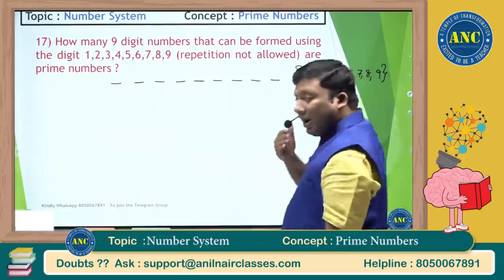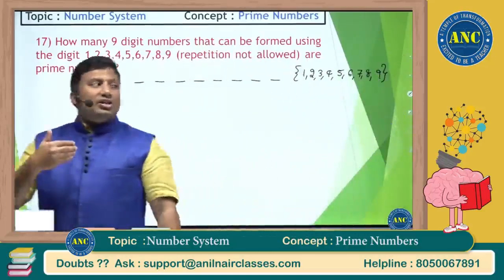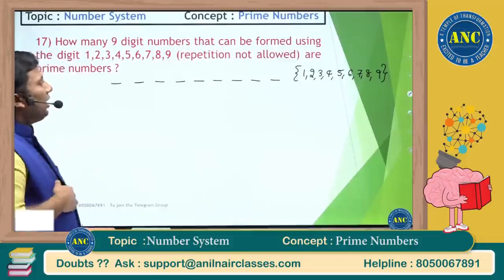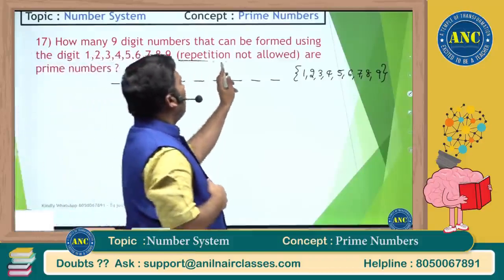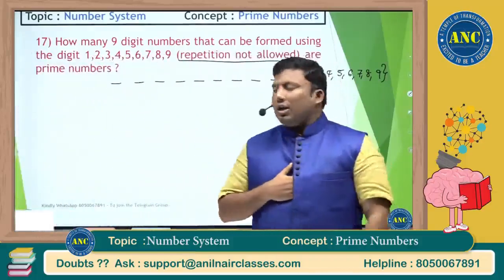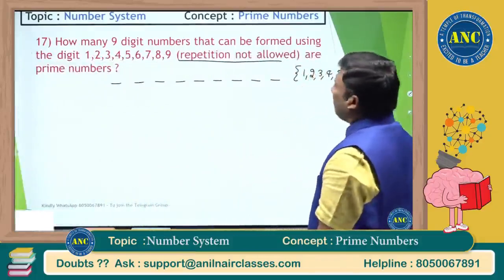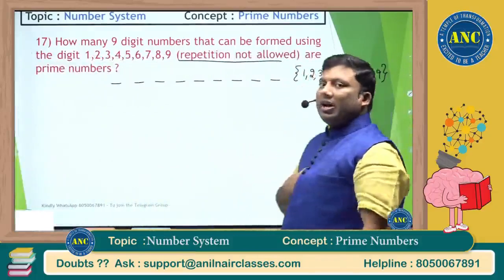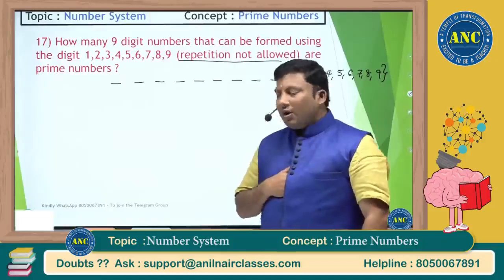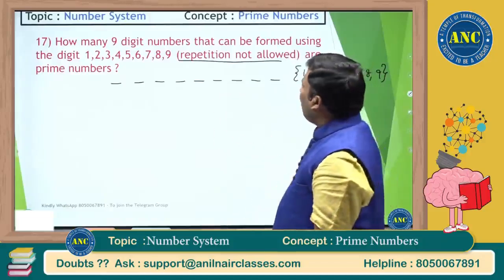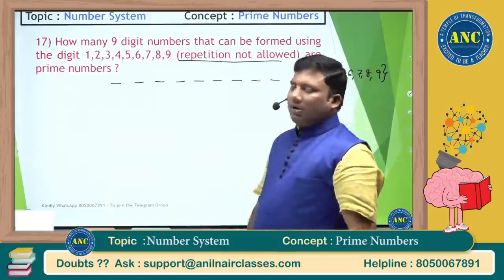I need to have a 9-digit number. There are 9 digits that need to be used. Repetition is not allowed. How many 9-digit numbers can be formed using the digits 1 to 9, with repetition not allowed, that are prime numbers?